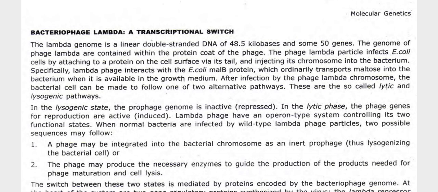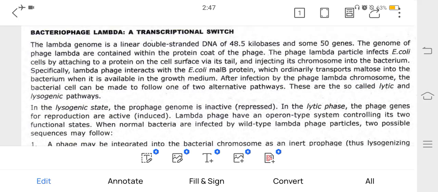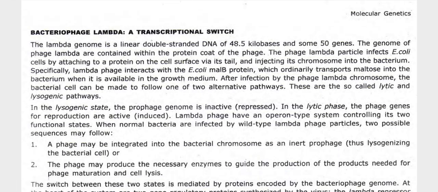Specifically, lambda phage interacts with the E. coli MalB protein, which ordinarily transports maltose into the bacterium when it is available in the growth medium. After infection by the phage lambda chromosome, the bacterial cell can be made to follow one of two alternative pathways. These are called the lytic and lysogenic pathways.